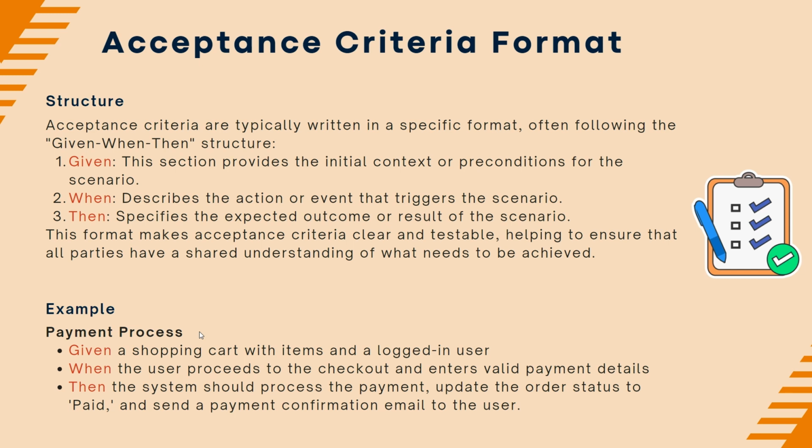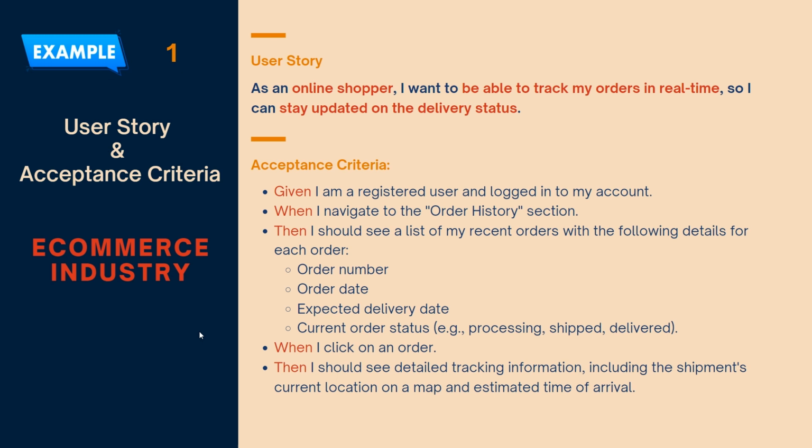Now what we'll do: I have taken three different scenarios, and following each scenario, I have written a user story and also the acceptance criteria, just to understand better what approach we should be following. Okay, so let's see example one, user story and acceptance criteria. I have taken this example for the e-commerce industry. The user story says, as an online shopper, to whom are we talking about? An online shopper. As an online shopper, I want to be able to track my orders in real time.